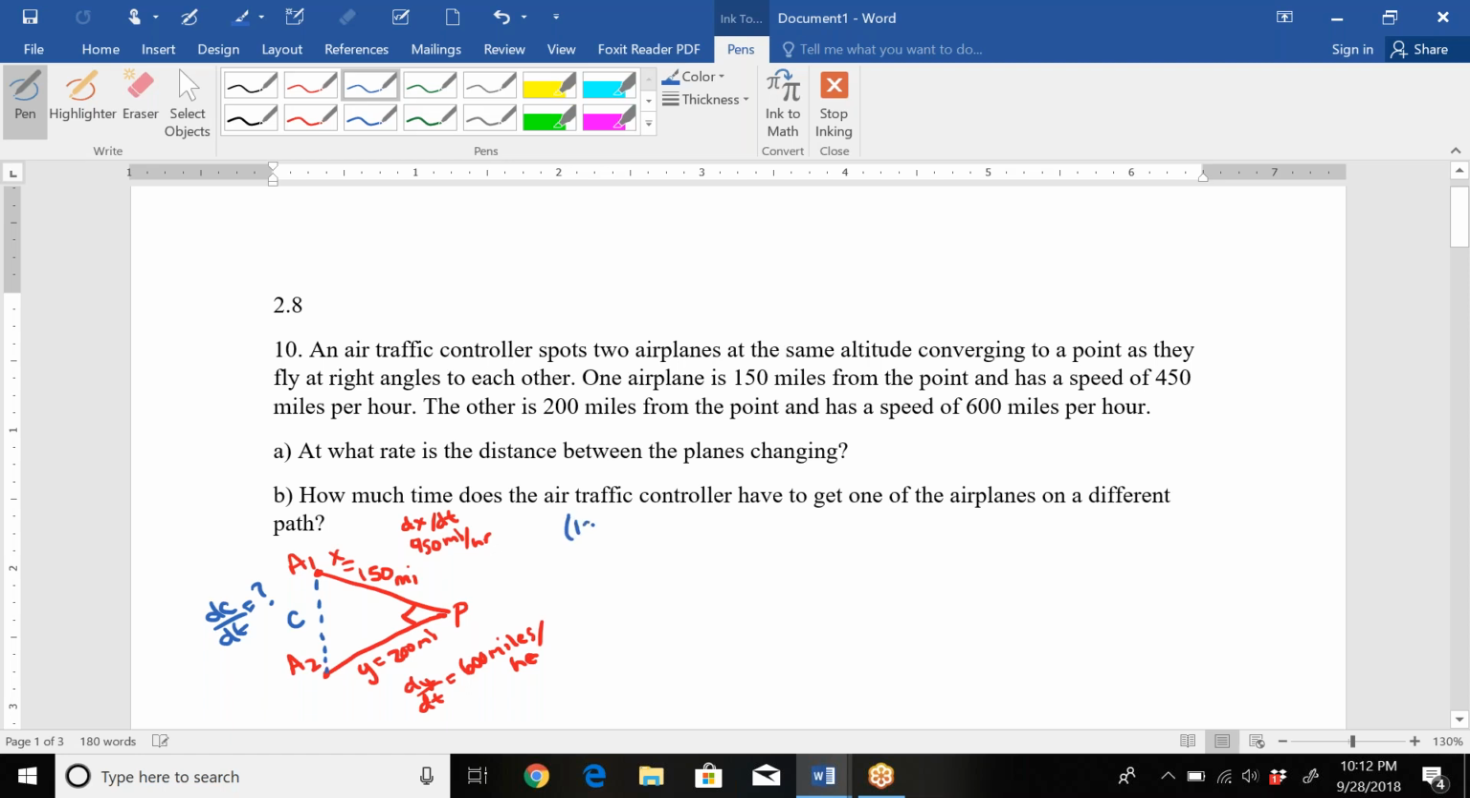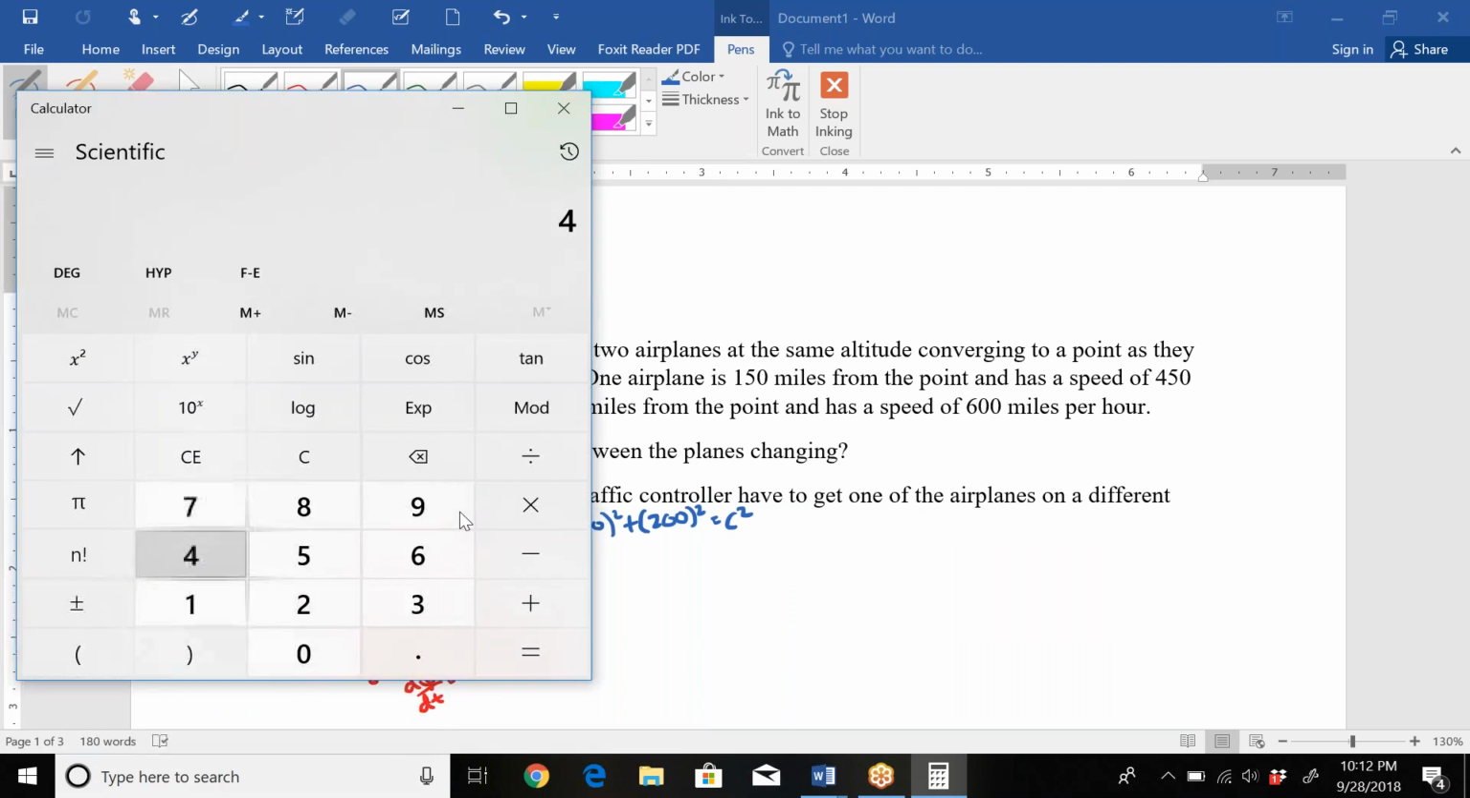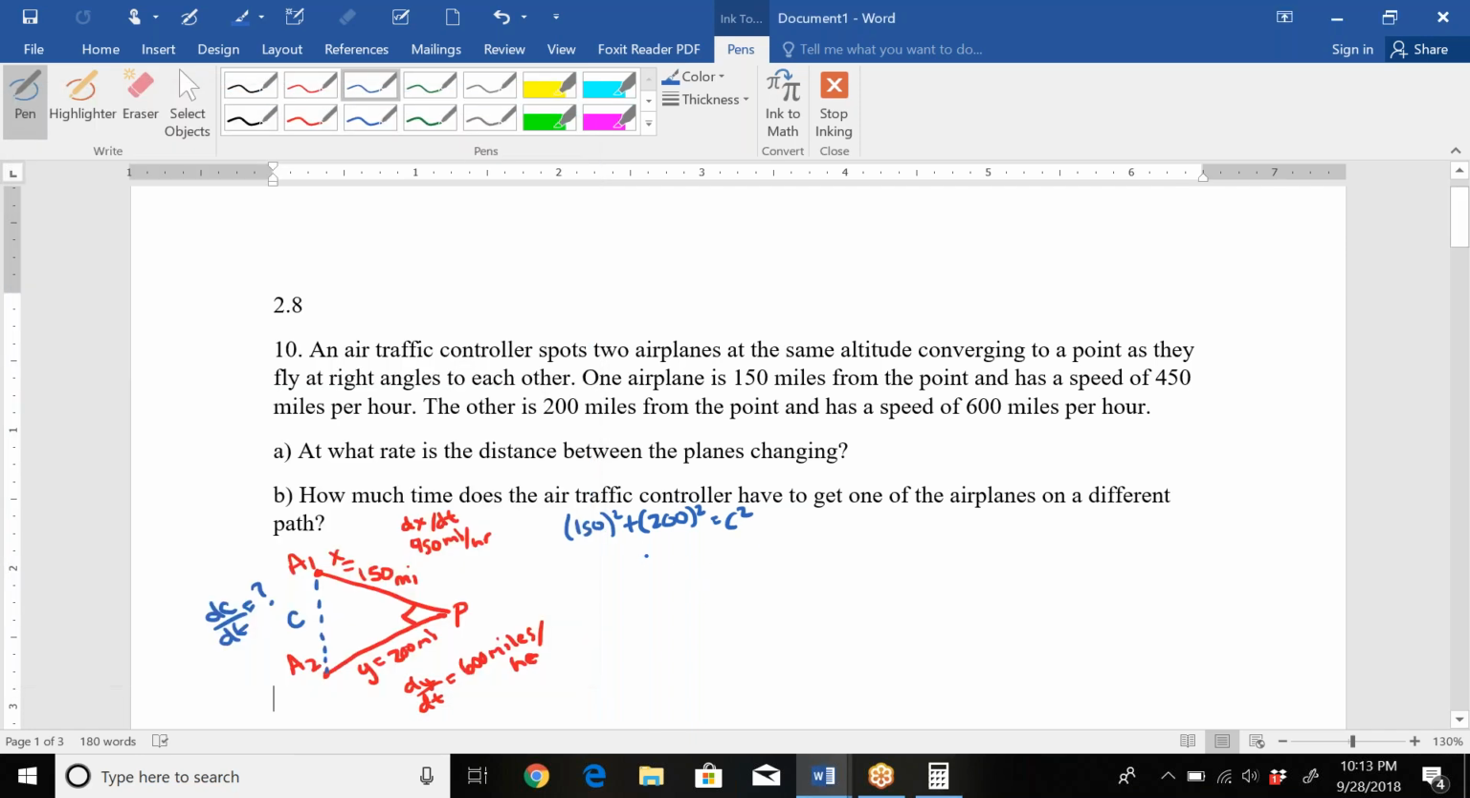So that would be a squared plus b squared, since the 90-degree angle is always across from the hypotenuse, equals c squared. So we'll need our calculator. 200 squared is 40,000, plus 150 squared is 22,500. We had set that equal. And then we want to take the square root of that. So we're going to raise it to the 0.5 power because my square root button, I don't want to have to retype all that in. So we get 250. So c is 250 miles.